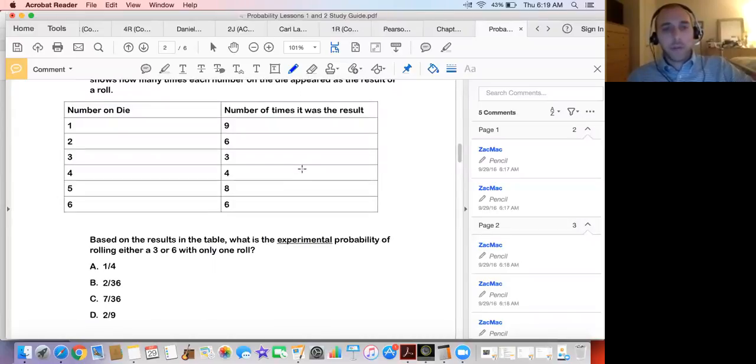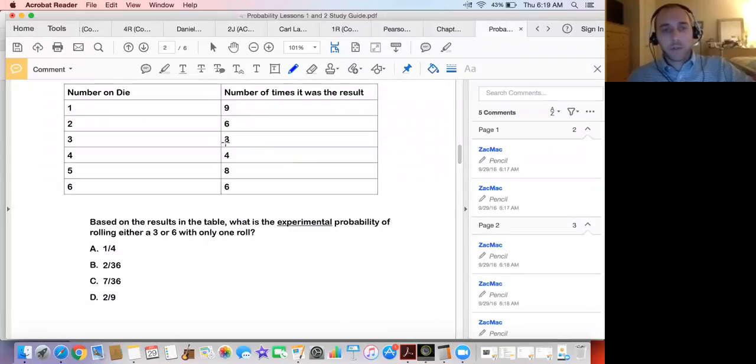So first, we need to figure out how many rolls there were, right? Have to do that. So 9 plus 6 is 15, plus 3 is 18, plus 4 is 22, plus 8 is 30, plus 6 is 36. So I'll jot that down here, 36 rolls. We rolled the die 36 times. So experimental probability is just saying we're going to look at how many times we rolled these numbers and just use that as our probability instead of making a prediction.